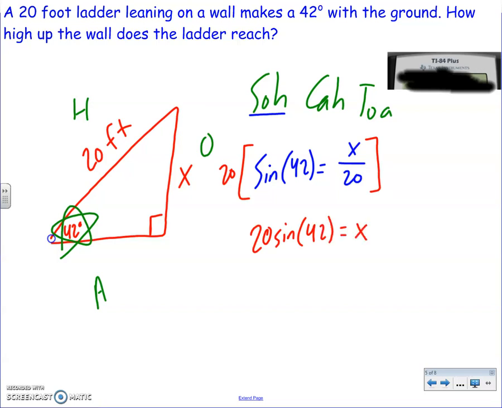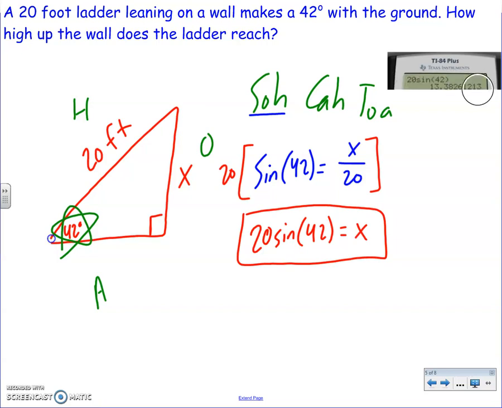This is the exact answer. But if they want you to approximate, type in the calculator. 20 times the sine of 42 is about, let's do 2 decimal places, 13.38. The units here is feet. So a 20-foot ladder, if it's leaning, of course, can't reach the full 20 feet. It's only going 13.38 feet up on the building.